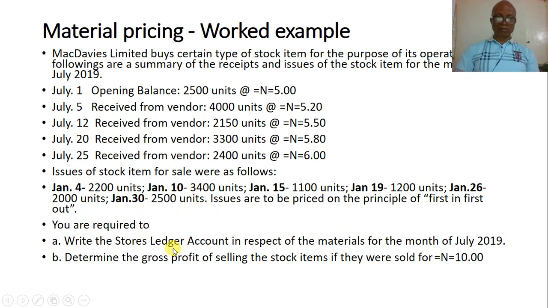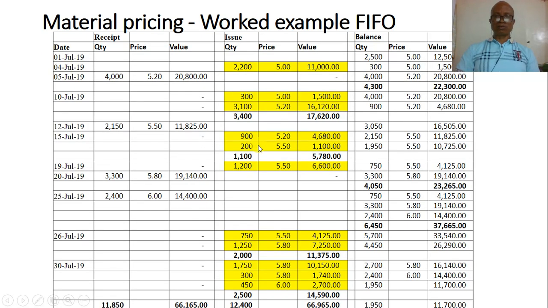So you're required to write the store ledger account in respect of the materials for the month of July 2019, and then determine the gross profit of selling the stock items if they were sold for 10 naira. For the purpose of this particular session, I've calculated and drawn up the store ledger account, where it should appear if you answer correctly. Let's look at the solution given here.